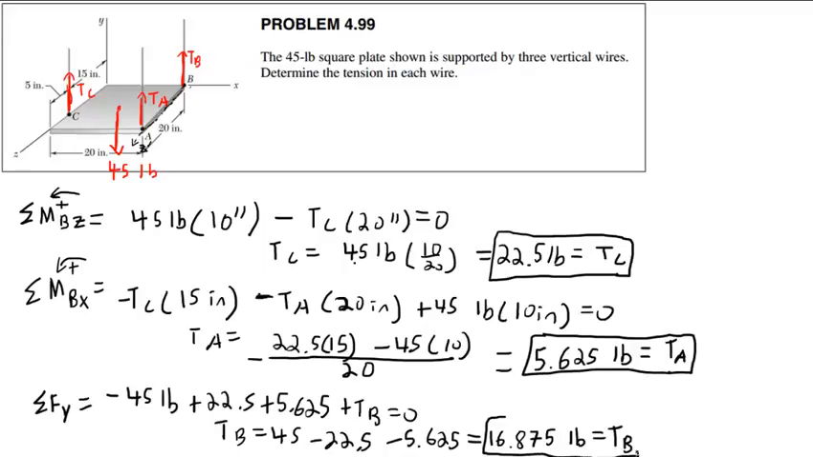Questions on this problem? I understand this better than the 2D for some reason. Oh, so if you see a plate with just vertical tensions, you can usually avoid doing cross products and such. Generally, yes. The question was, if you see a plate with vertical tensions, you can generally avoid doing cross products and such. Yes, generally.